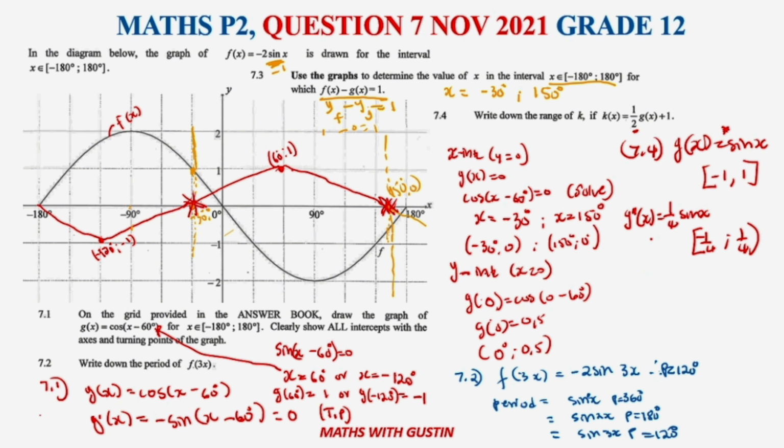So let's come here and say, okay, now what they are giving us is k of x is equal to half g of x plus 1. Okay, so therefore the coefficient here is half, so our range for this function is going to be equal to negative half to half. No worries, if we stick to the basics, we should get it right.